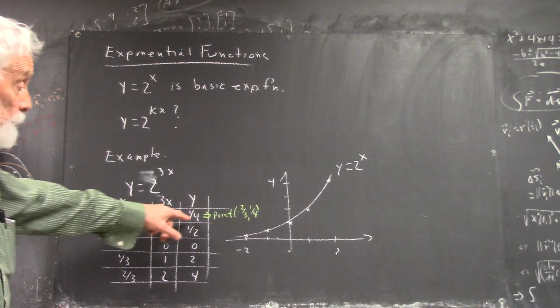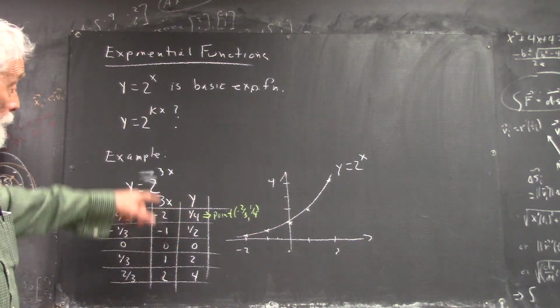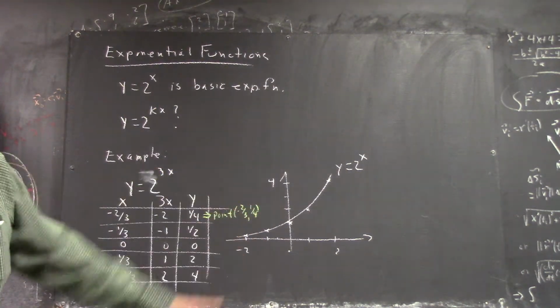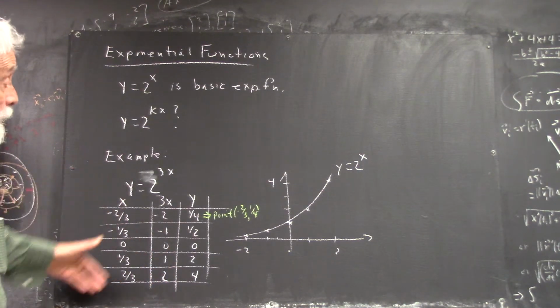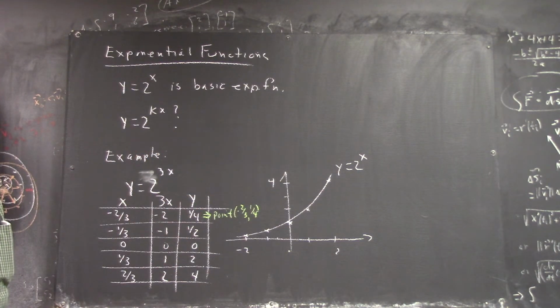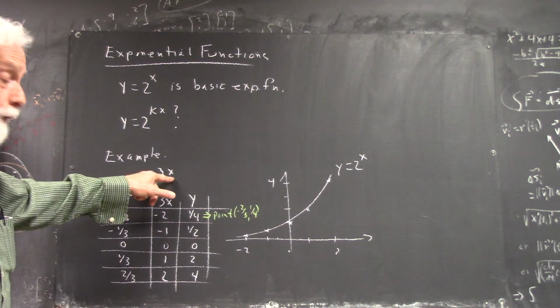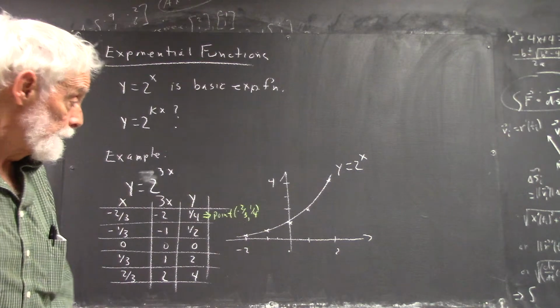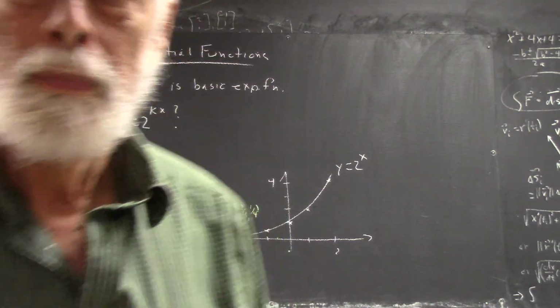The point is x, y, right? 3x is here, but you're not going to use it in graphing. You used it to get these values on the table, right? Okay, so we want to see what putting a 3 in front of x does to this graph. So sketch it for me.